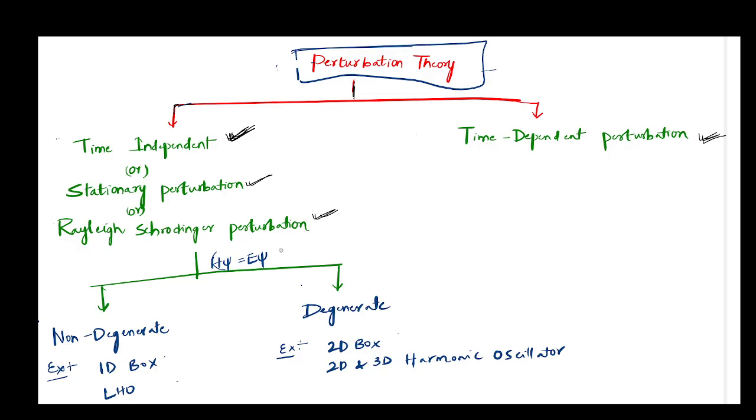By using the H psi equals E psi formula, we will try to solve for this time independent perturbation theory. Again, time independent perturbation is classified into the non-degenerate case and the degenerate case. In the non-degenerate case, we can take examples of the 1D box and linear harmonic oscillator. In the degenerate case, we can take the examples of the 2D box and 2D and 3D harmonic oscillator.